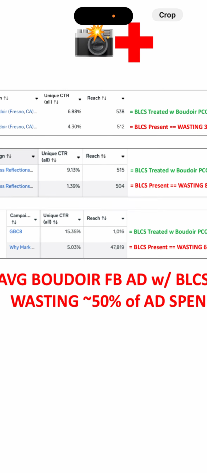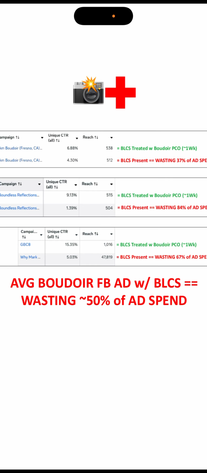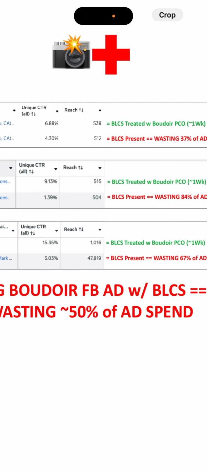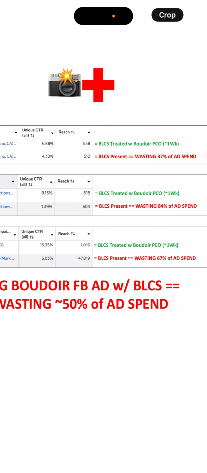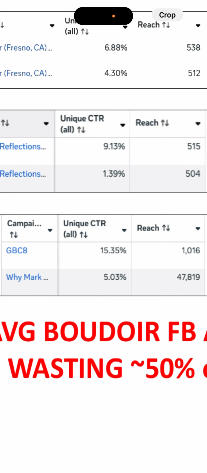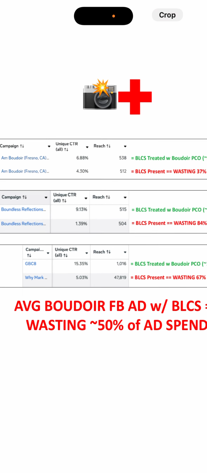So massive, massive, massive savings for literally just 1 week of treatment. Third, had a patient whose unique CTR was 5%. So it's under 6%. We know BLCS is present. Boudoir low click syndrome is when unique CTR is under 6%. So I did the same thing, duplicated, fixed the mistakes, treated it with Boudoir Pico, takes about a week. And we got the unique CTR up to 15%.